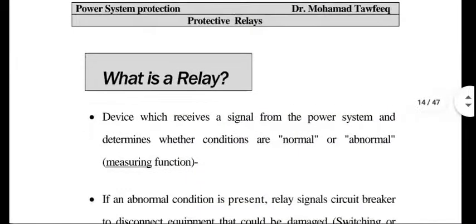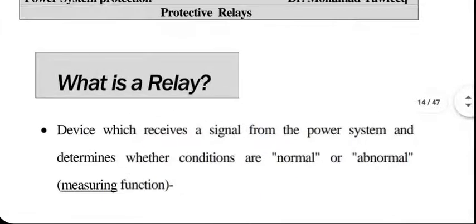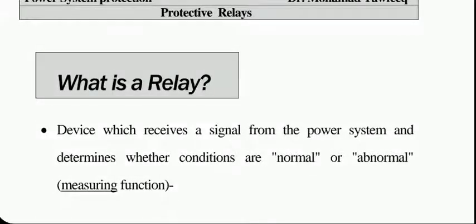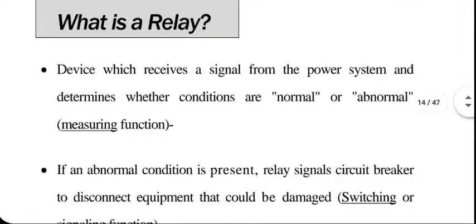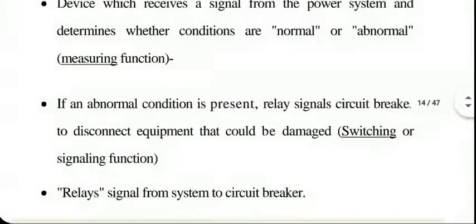What is a relay? Yeah, good thing. I've been telling you, but let's read it carefully. It is a device which receives a signal from the power system and determines whether conditions are normal or abnormal. This is called measuring function. It is going to relay back the information to the actual system where something will be done. It's a monitoring device, really. It does not operate at high currents. If an abnormal condition is present, relay signals circuit breaker to do something. Relay doesn't do anything. It simply tells circuit breaker that things are not what they should be and something should be done.